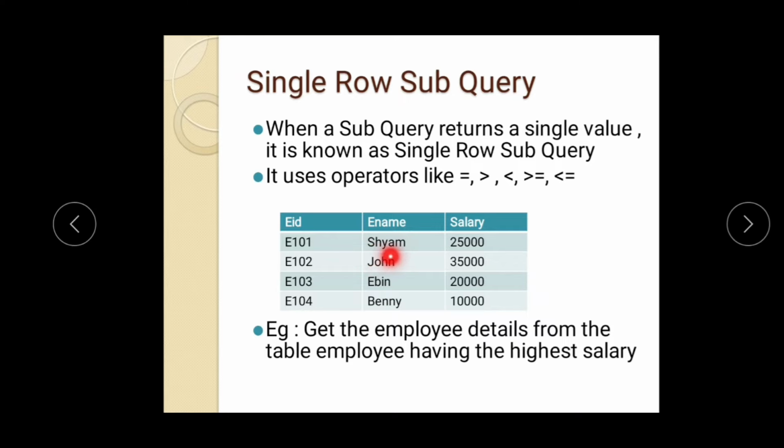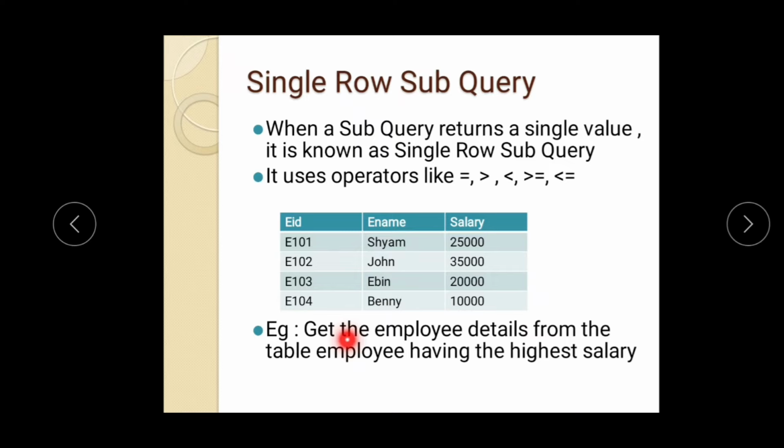35,000 is the highest salary, and employee 101 is getting it. By looking at the table, we can get the answer. But how can we direct the computer to generate the output?